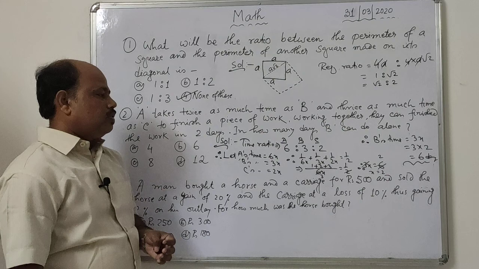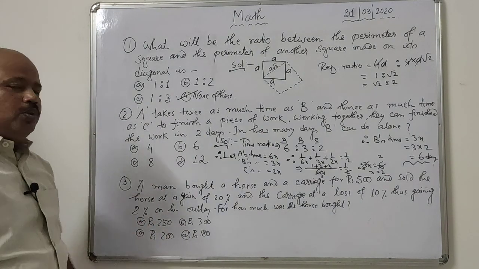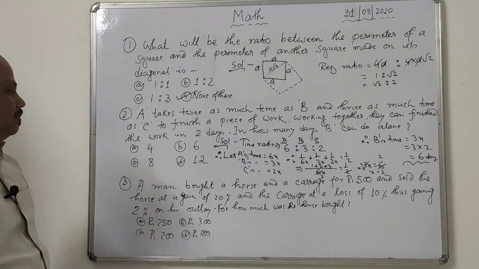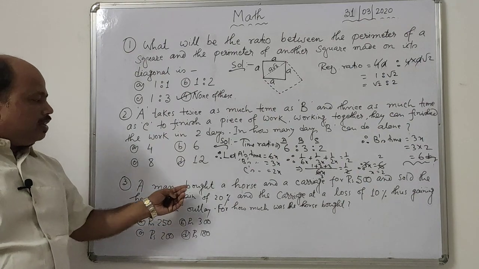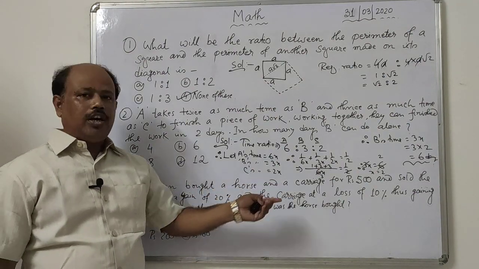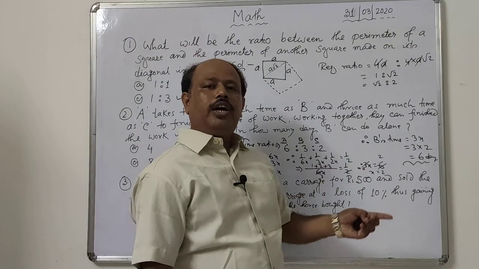Another question number 3. Look at the board. Read with me. A man bought a horse and a carriage for rupees 500.